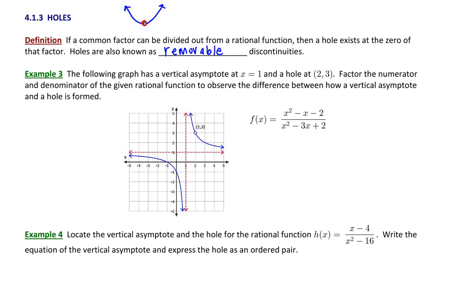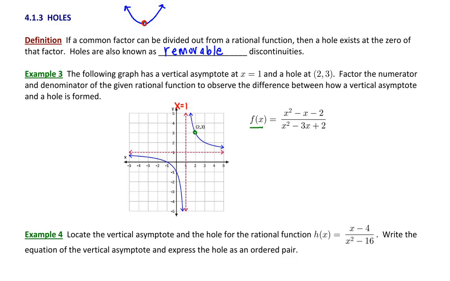The following graph has a vertical asymptote at x equals 1 and a hole at ordered pair (2, 3). So looking at the graph, you can see the vertical asymptote here at x equals 1. You can also see that there's a single point removed, or a hole, in the graph located at ordered pair (2, 3). Factor the numerator and denominator of the given rational function to observe the difference between how a vertical asymptote and a hole is formed.